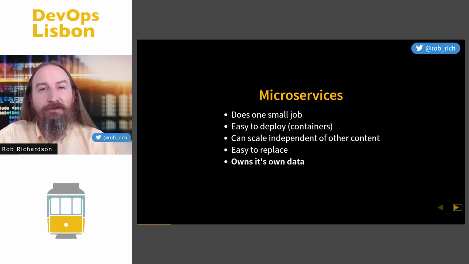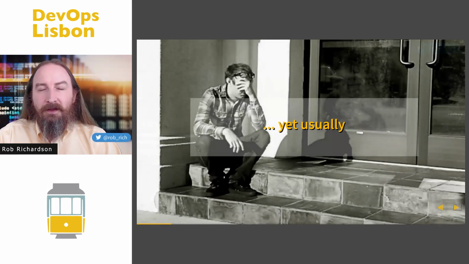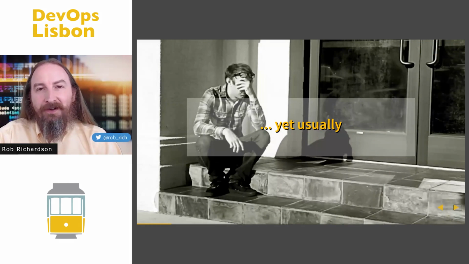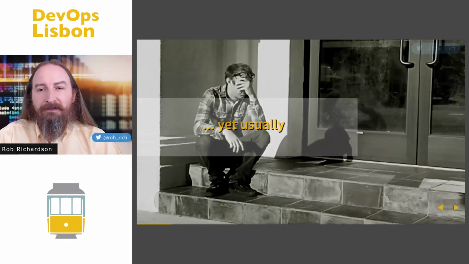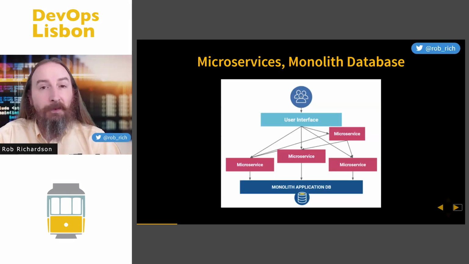A microservice should own its own data because now we don't need to communicate between teams. Hey, are you using this column? Should I obsolete this row? All of that is managed in that microservice. And so if the microservice no longer uses that data, the data is no longer important and it can be deleted. But usually when we start talking about microservices, we end up in something like this. Yeah, we refactored our application into microservices. That was great, but we're still using one big monolithic database.